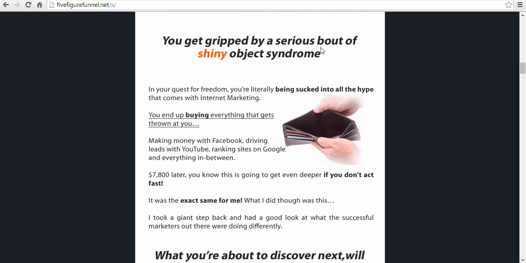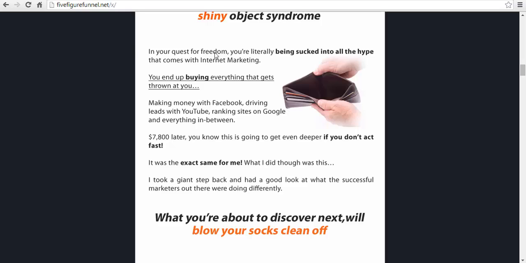So you get gripped by a serious bout of shiny object syndrome. Now, people scrolling through the sales letter, skimming the subheadlines, if they've ever had the problem of shiny object syndrome, then this is going to just capture their attention. You know that this could be a solution to this exact problem, shiny object syndrome.